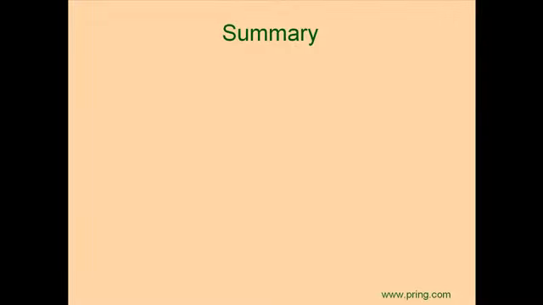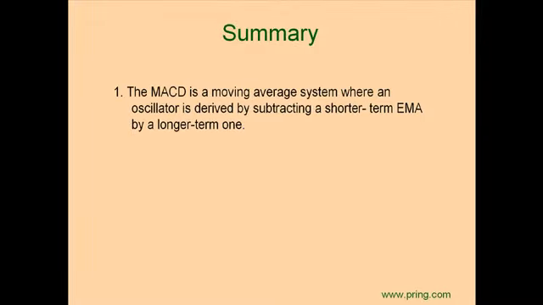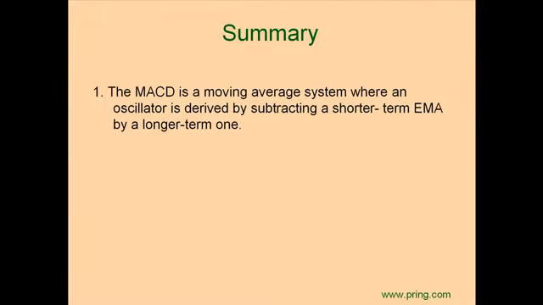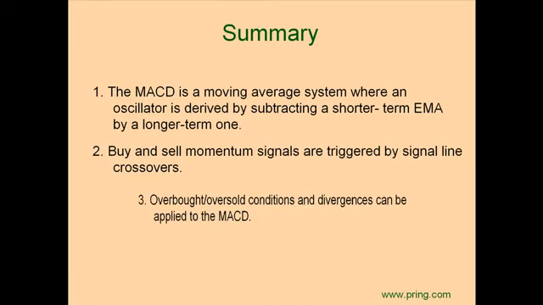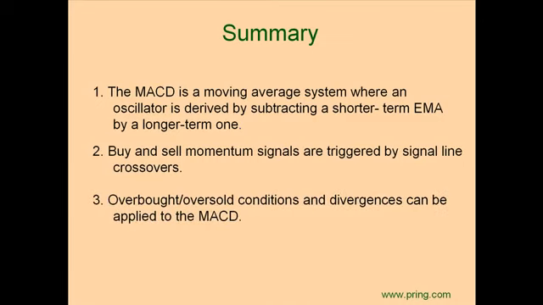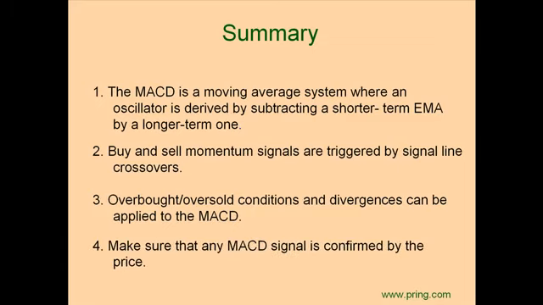In summary, 1. The MACD is a moving average system where an oscillator is derived by subtracting a shorter-term moving average by a longer-term one. 2. Buy and sell momentum signals are triggered by signal line crossovers. 3. Overbought oversold conditions and divergences can be applied to the MACD. And 4. Make sure that any MACD signal is confirmed by the price.